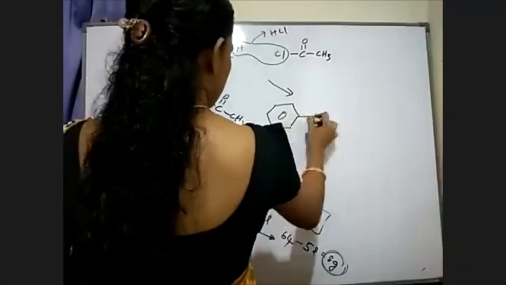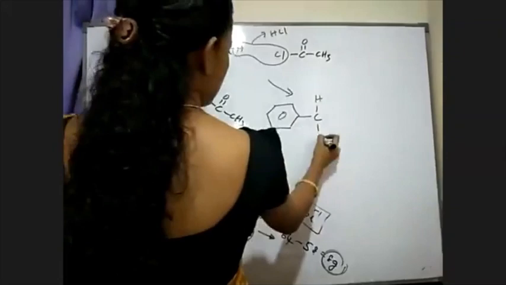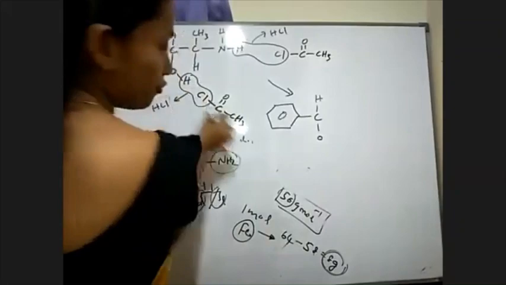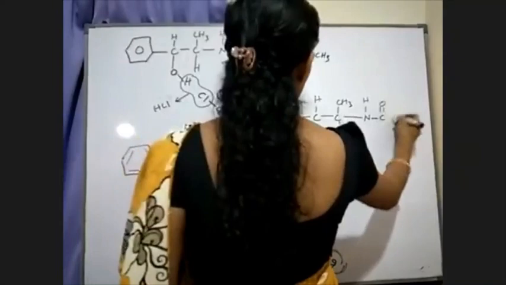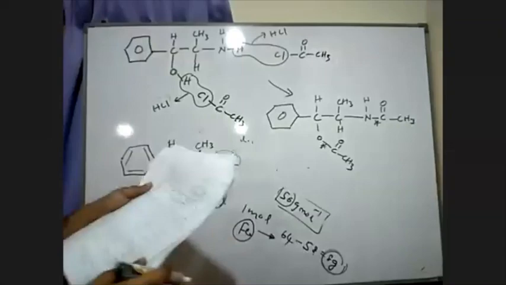This carbon and this hydrogen, this oxygen, and between this oxygen and this carbon, a new bond is formed: COCH3. Then this carbon, CH3, then nitrogen, then COCH3. Those are the new bonds. Okay, so three is correct.